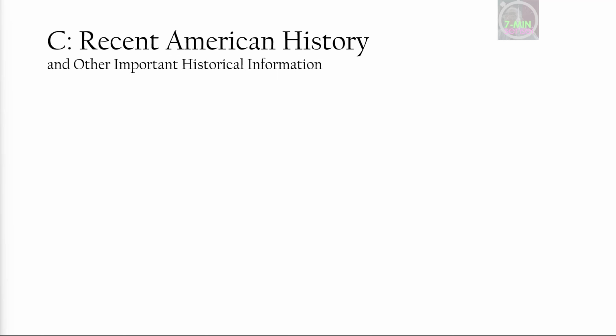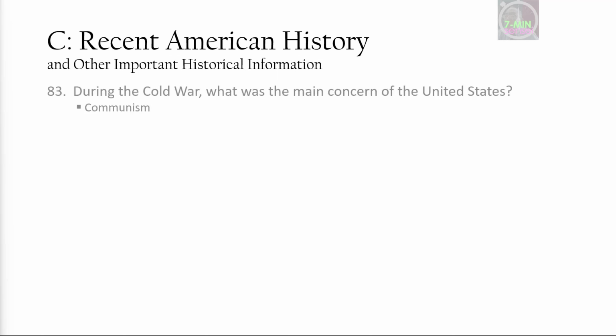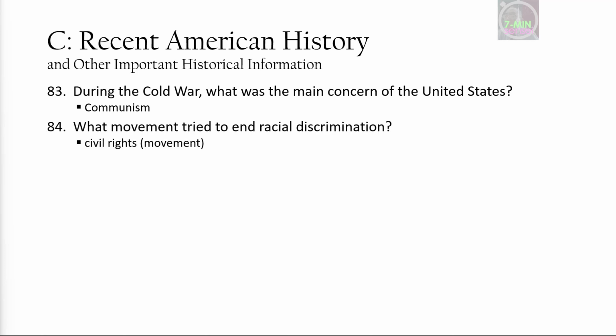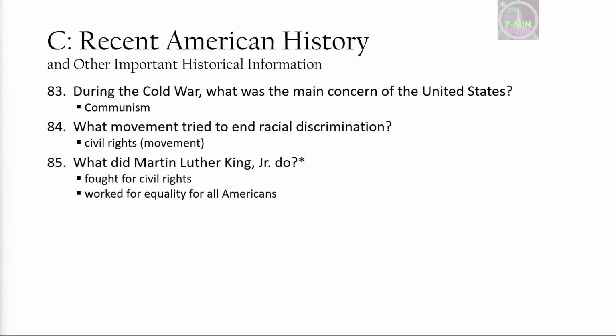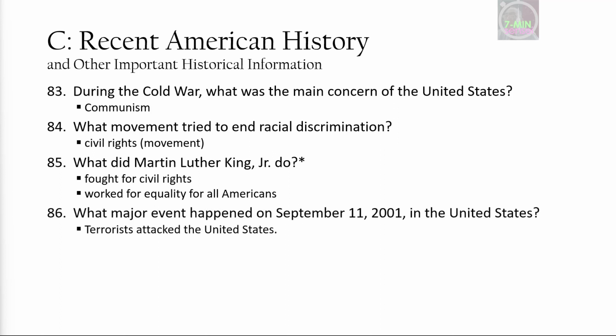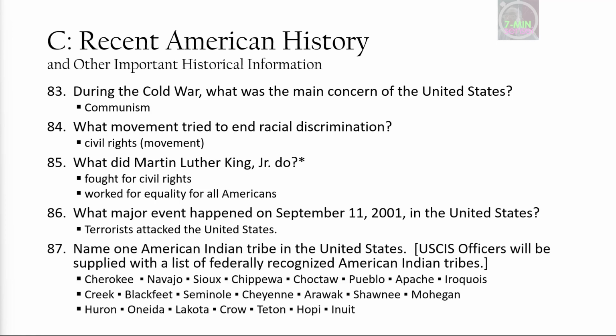C. Recent American history. And other important historical information. During the Cold War, what was the main concern of the United States? Communism. What movement tried to end racial discrimination? Civil rights movement. What did Martin Luther King Jr. do? Fought for civil rights. Worked for equality for all Americans. What major event happened on September 11, 2001, in the United States? Terrorists attacked the United States. Name one American Indian tribe in the United States.